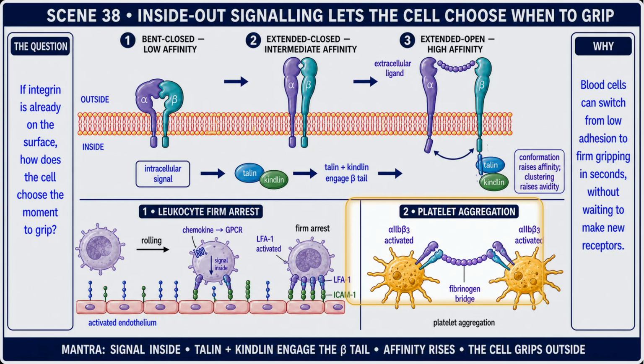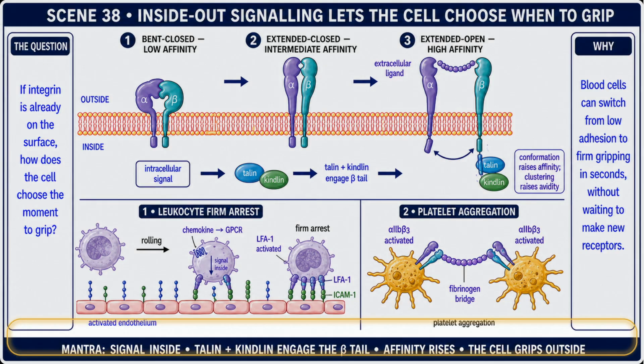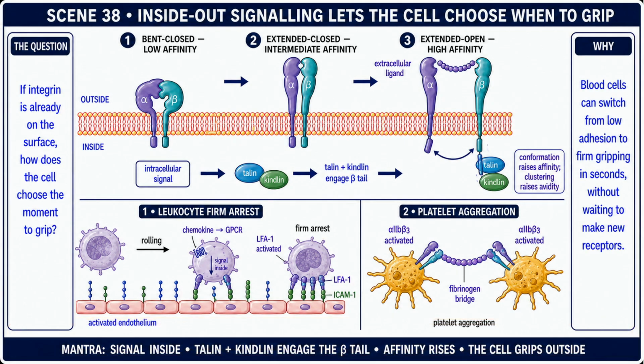Platelets use the same principle. Platelet activation switches alpha-2b beta-3 integrin into a ligand binding state. Fibrinogen can then bridge activated integrins on two platelets and drive aggregation. No new integrin had to be synthesized. A signal inside changed the receptor outside, allowing a circulating cell to choose the exact moment to grip.